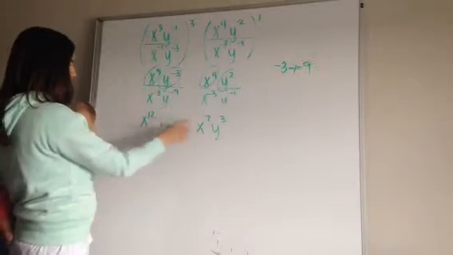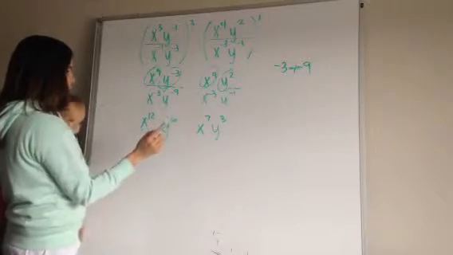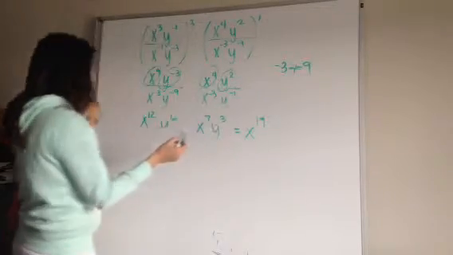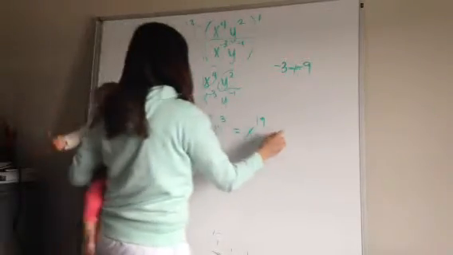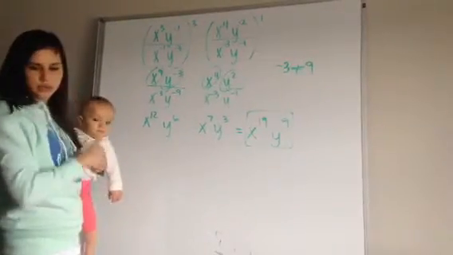And now I can just combine those. So x to the 12th times x to the 7th, so we add those. So 12 plus 7 is x to the 19th. And y to the 6th times y to the 3rd is y to the 9th. So that's our answer. Okay, let's do that other one.